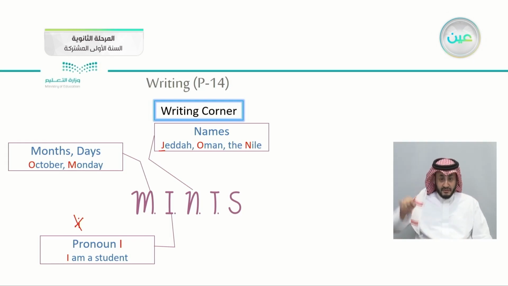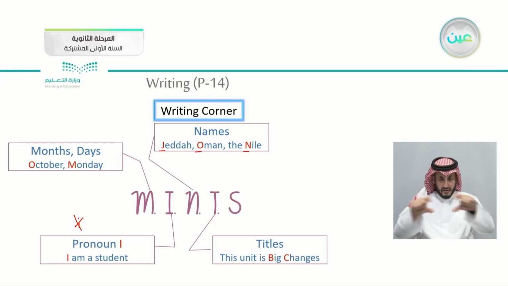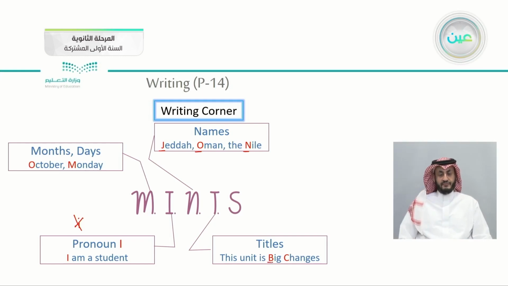J, capital. Oman, capital O, country. Nile, the name of the river. Capital N, the name of the street. You will write them in capital letters. Then the T stands for titles. Like the title for this unit, Big Changes. Notice the unit is about big changes. King Abdulaziz: Abdulaziz is the name, so capital A, and King, the title, so it will be in capital.